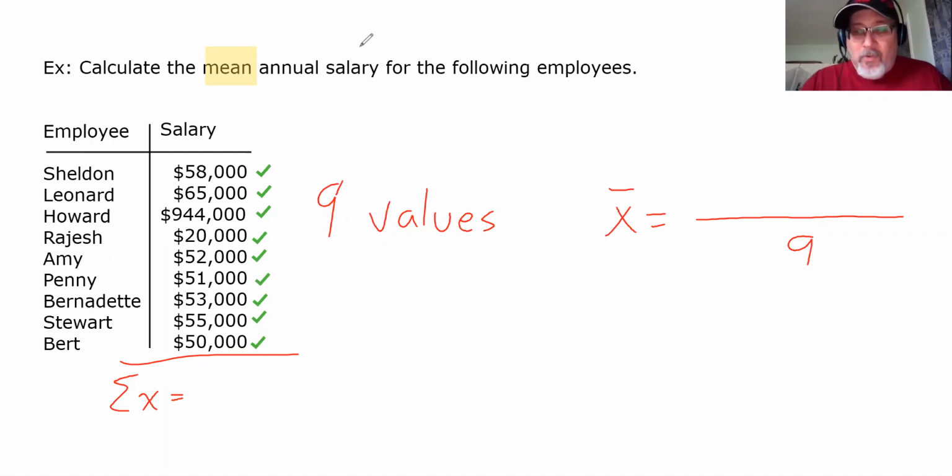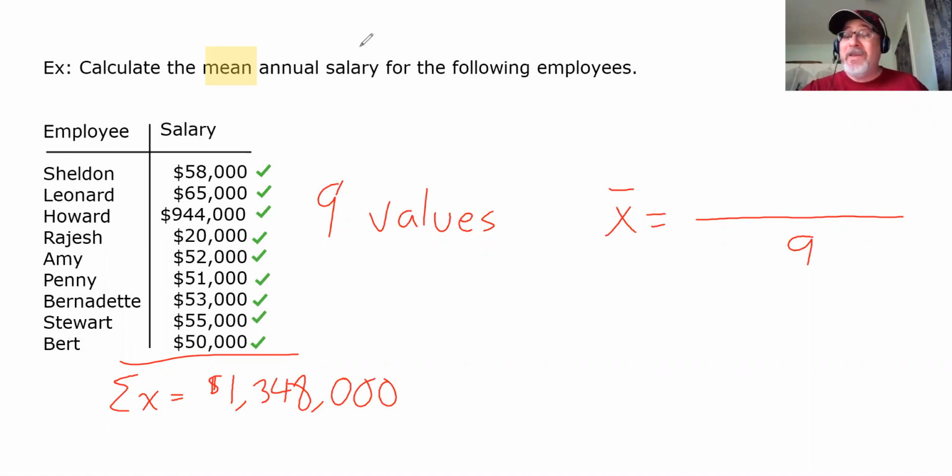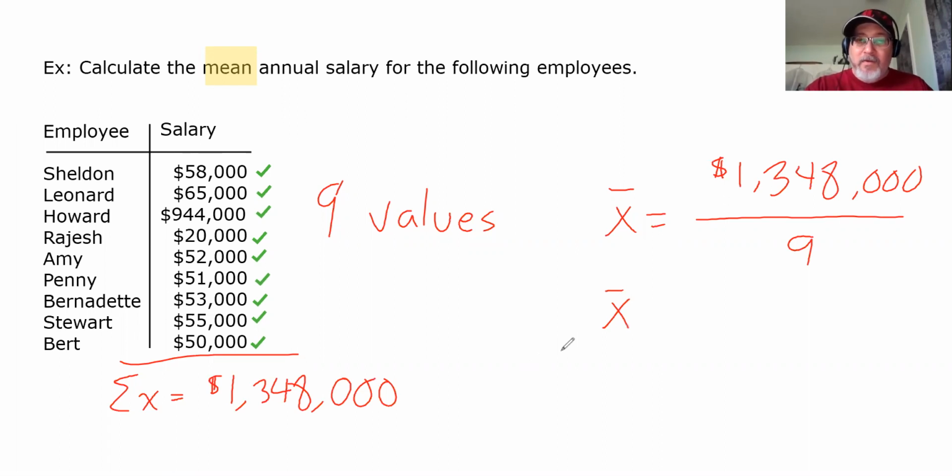Well, adding those numbers is straightforward. It's just calculator work. I'm not going to waste your time on the video doing that. I'll just pause it and find the sum. The sum of all 9 salaries is $1,348,000, which means the average, or excuse me, the mean, x bar, is equal to 1,348,000 divided by 9. This will probably come out to be a decimal. And although we weren't told how to round this because it's a dollar amount, it would make sense to round it to 2 decimal places.